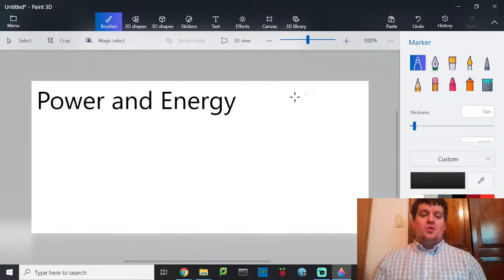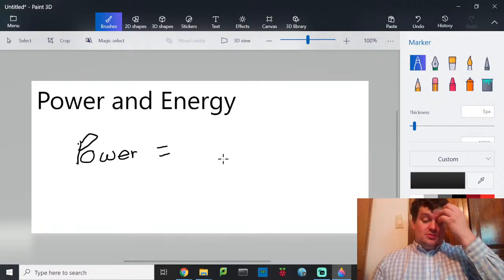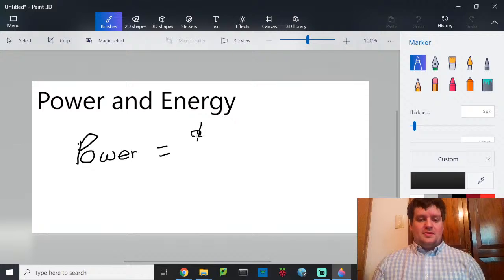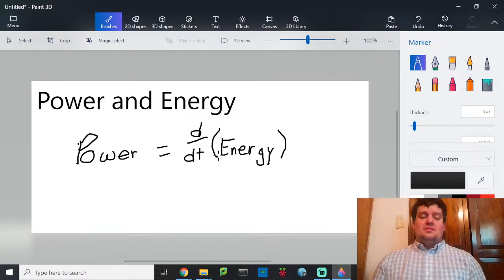The most important equation that we have here is that power, I need a touch screen, that would have been a good idea. Power is going to be equal to the derivative, d/dt, of energy. Okay, so what does that mean? This is a general definition of power, by the way. It means that if you were to integrate the amount of power that you have over time, you would get energy. Similarly, if you take the derivative of the energy that you have over time, you get power.